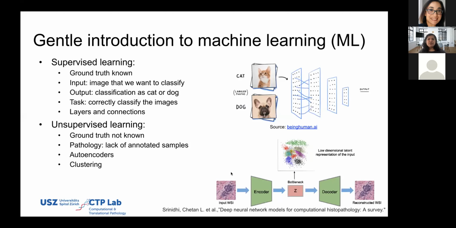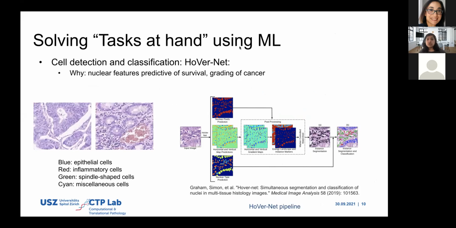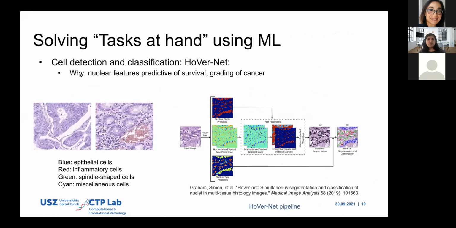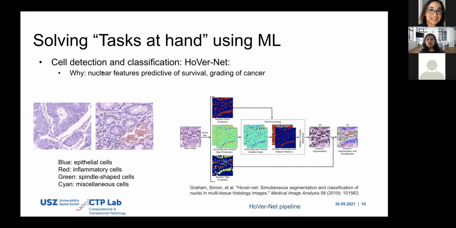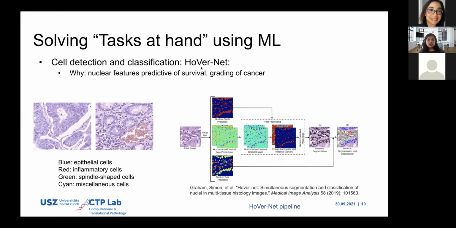So now that we have learned about machine learning, what tasks that we saw for pathologists can we really solve using these machine learning methods? So for example, in the bottom-up approach, we saw cell detection and classification. There is a model called HoverNet. And why we want to do cell detection, we already saw, because it's an important feature for predicting survival and grading of cancer. So this is the output from the HoverNet model.